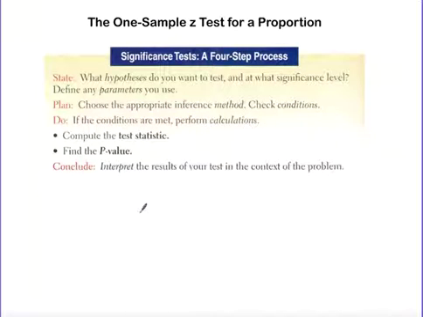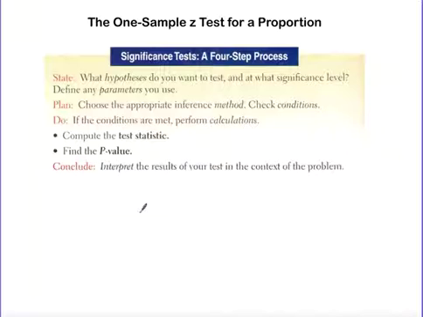The one sample z-test for a proportion is a process that is very important to the next part of the statistics that you're going to learn. It's a four-step process. The first step is to state what hypotheses you want to test and at what significance level. Remember, we talked about a significance level in the Section 9.1 video from earlier. Then define any parameters that you use.